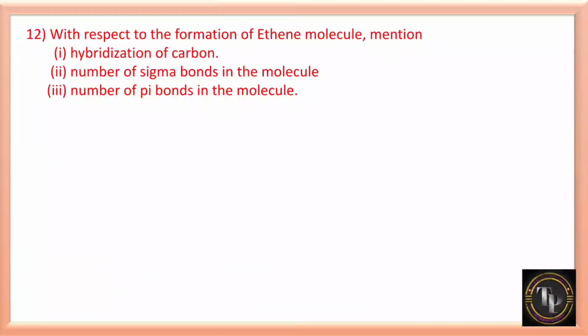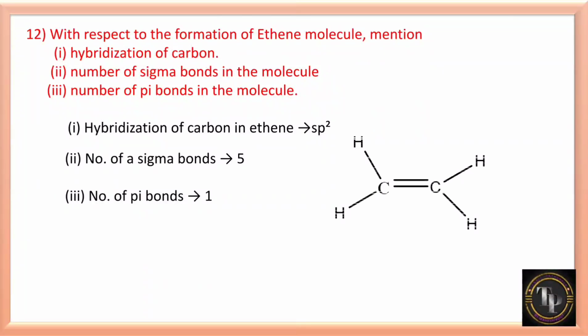Question number 12. With respect to formation of the ethene molecule, mention the hybridization of the carbon. Ethene, sp2. Number of sigma bonds in the molecule. You see the structure yourself. How many sigma bonds are there? 4 H are there, 4 sigma bonds. C=C double bond is there; out of that, one is a pi bond, below is a sigma bond. So total sigma bonds are outside 4 and inside 1. That is 5 sigma bonds. Number of pi bonds, only 1.